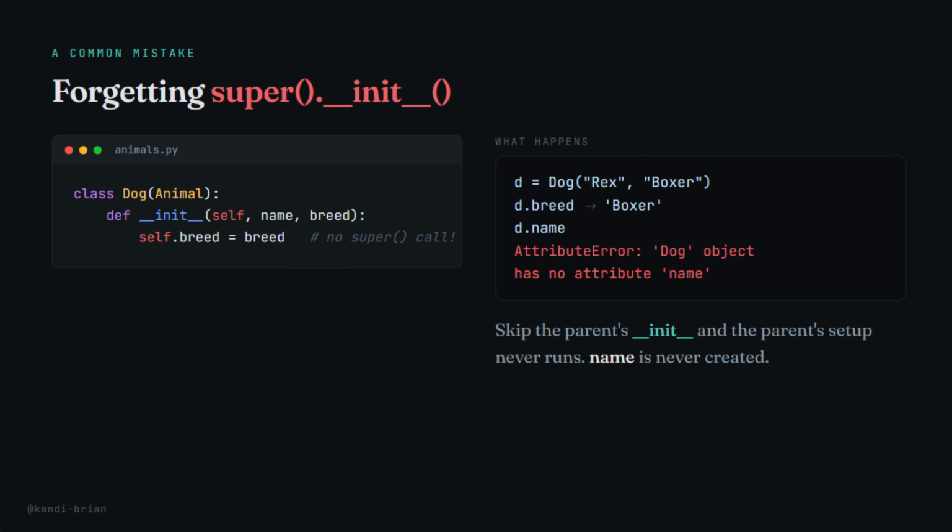So the mistake to watch for: this Dog defines its own __init__, sets the breed, but never calls super().__init__. It skips the parent entirely. In this case, breed will work fine, but the moment you ask for a name, you get an AttributeError: the Dog object has no attribute name. That's because the parent's constructor never ran, so name was never created. If your child defines its own __init__, you are responsible for calling the parent's. Forgetting that is one of the most common inheritance bugs.